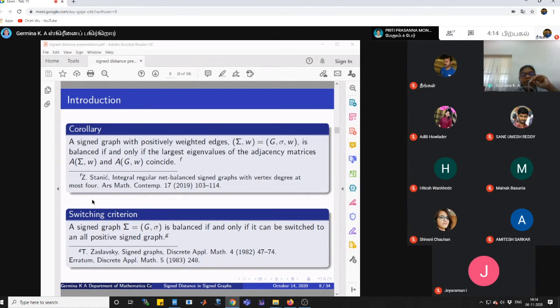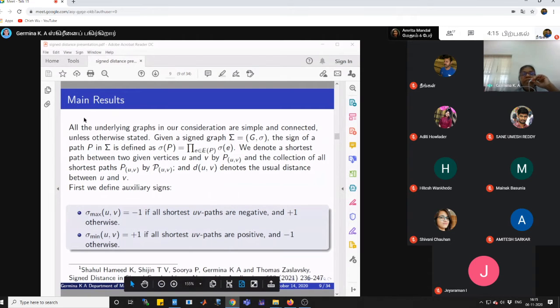And as I told you, switching is a very important concept in signed graphs. The switching criterion with respect to balance is: a signed graph sigma equals (G, sigma) is balanced if and only if it can be switched to an all positive signed graph. So what does it mean? It means it is possible to find a subset of the vertex set such that, with respect to that subset, you can switch the signed network sigma and it becomes an all positive signed graph.